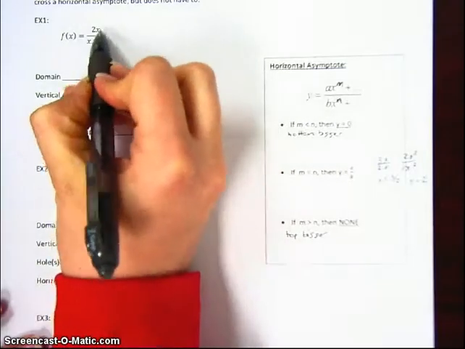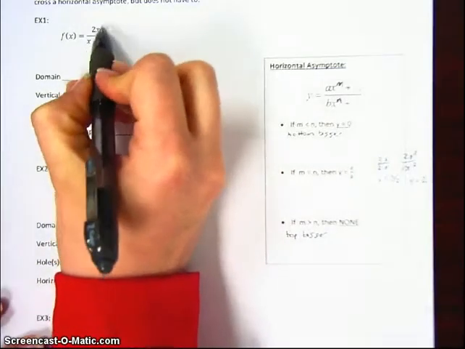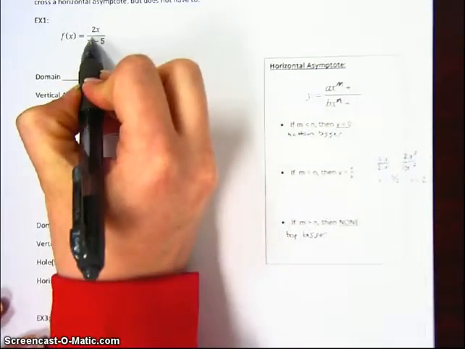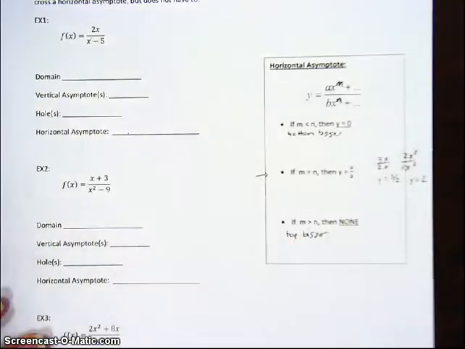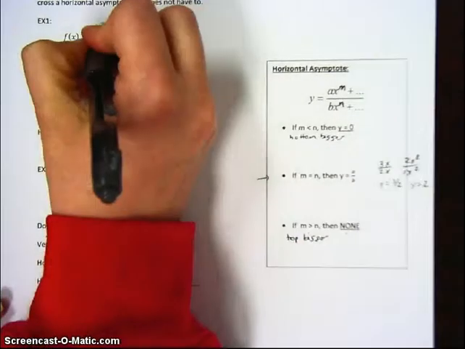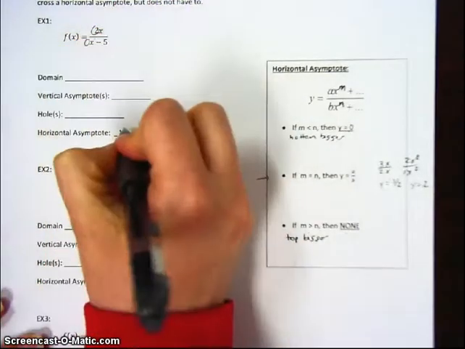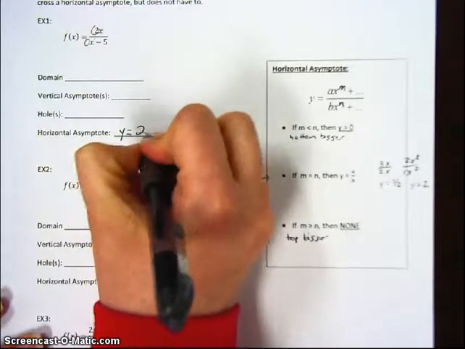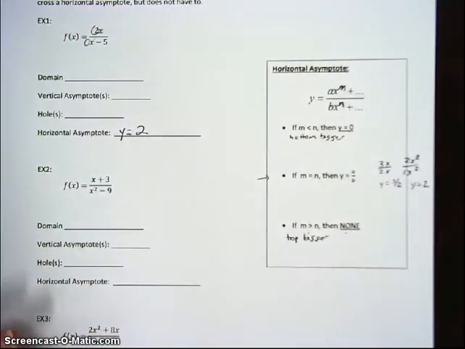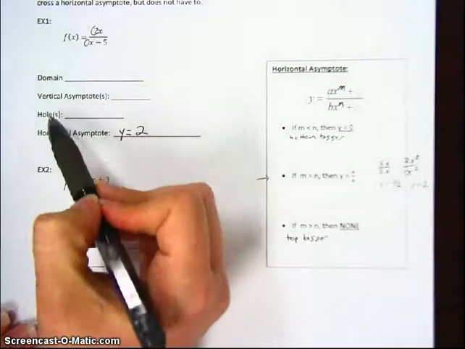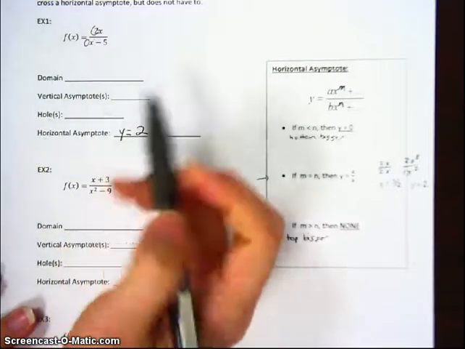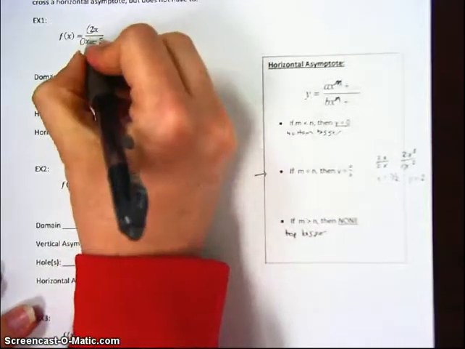So in this first one, we've got 2x over x. These both have an exponent of 1, so they're the same, which means we're going to use the ratio of their coefficients. So this would be 2 over 1. So it would be y equals 2 over 1, which is just y equals 2, my horizontal asymptote. The rules for finding your domain, vertical asymptotes, and holes are the same as before. So we've got 2x over x minus 5.